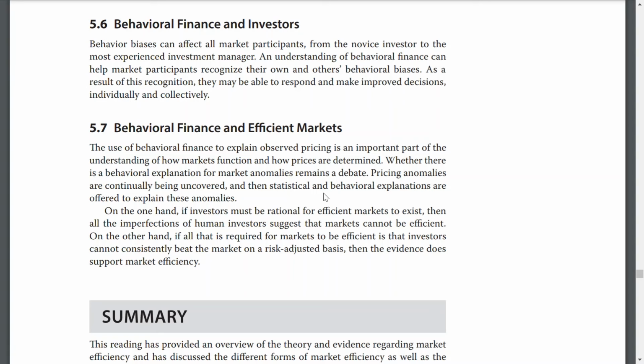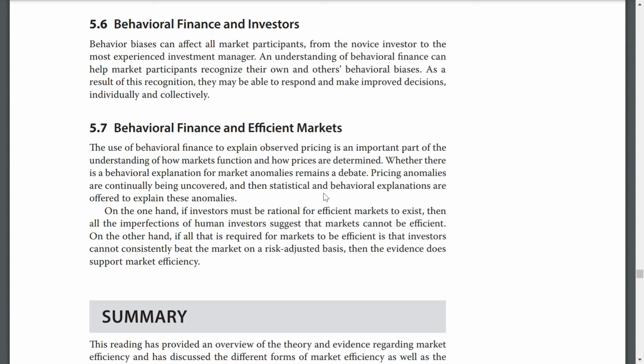Behavioral finance and efficient markets. The use of behavioral finance to explain observed pricing is an important part of the understanding of how markets function and how prices are determined. Whether there is a behavioral explanation for market anomalies remains a debate. Pricing anomalies are certainly being uncovered, and statistical and behavioral explanations are offered to explain these anomalies.